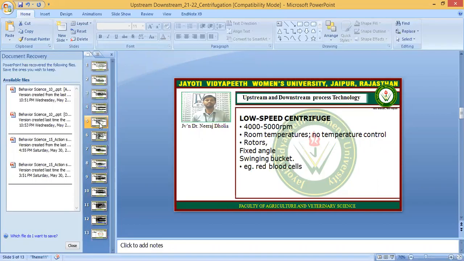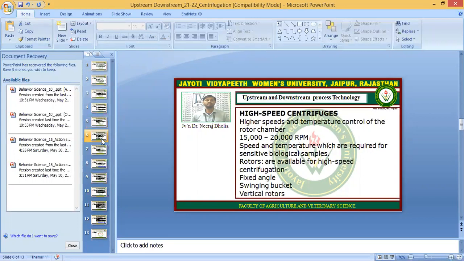Now, on the basis of speed, there are low speed centrifuges, which have a maximum RPM of around 5000, and they operate at room temperature. They have swinging bucket and fixed angle type rotors. The high speed centrifuges go up to 20,000 RPM, and because they operate at high speed, temperature control is necessary in that situation. The biological samples are generally processed here, and the rotors in this type of centrifuge are the fixed angle, swinging bucket, and vertical rotors.